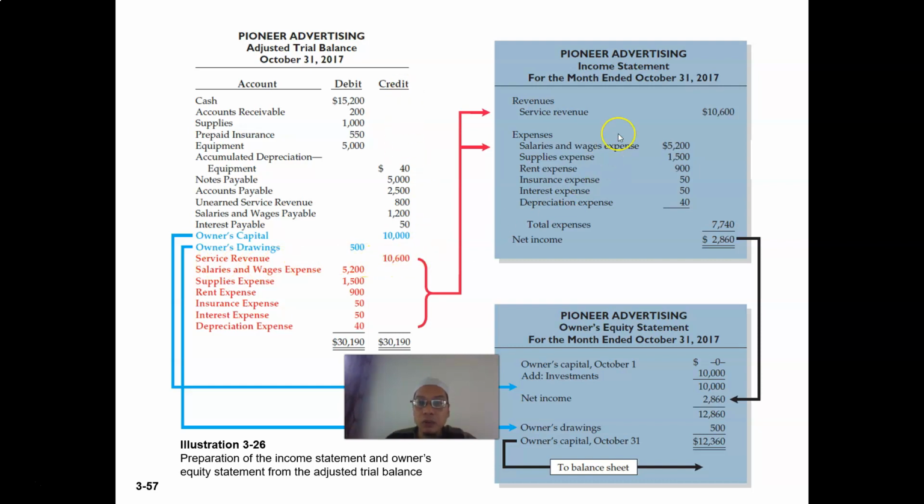From the adjusted trial balance, we found the revenue from the service revenue here, 10,600 credit balance. We put it here. And then there's no other revenues. And then we will list all of the expenses. All of the expenses can be found from here: salaries and wages expenses, supplies expenses, rent expenses, insurance expense, interest expense, depreciation expense. All of this will be entered into the income statement, listed under expenses over here.